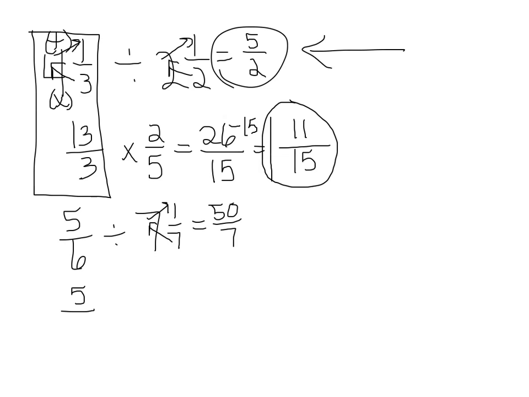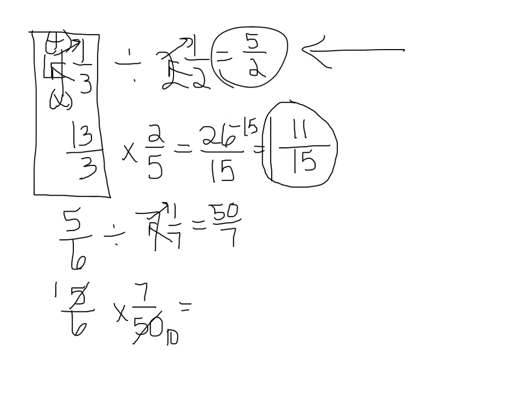Keep this alone, leave it alone. 5/6 times the reciprocal of, can I cross simplify? Yeah. Sure, right here. 5 and 50 share 5. 5 divided by 5 is 1. 50 divided by 5 is 10.